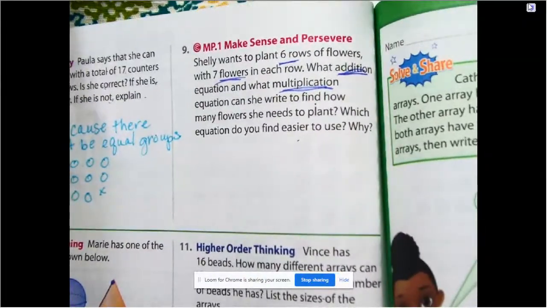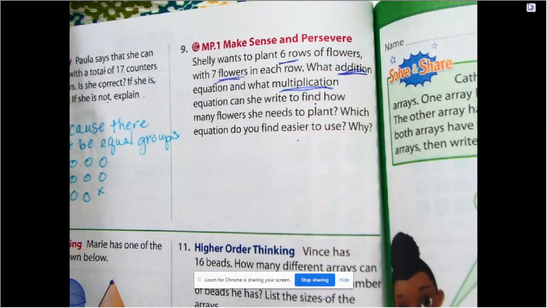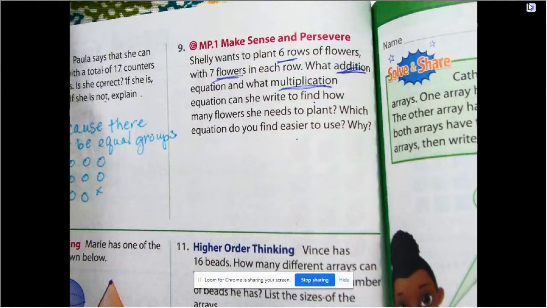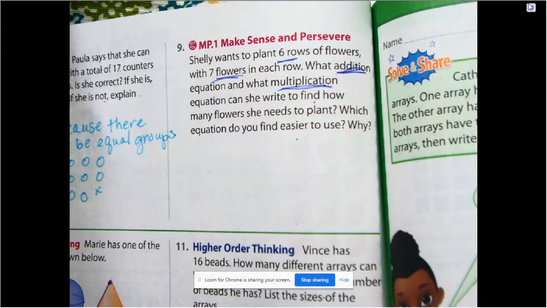Shelly wants to plant 6 rows of flowers. That's Justin's mom's name. Shelly wants to plant 6 rows of flowers with 7 flowers in each row. What addition equation and what multiplication equation can she write to find out how many flowers she needs to plant? Which equation do you find easier to use and why?